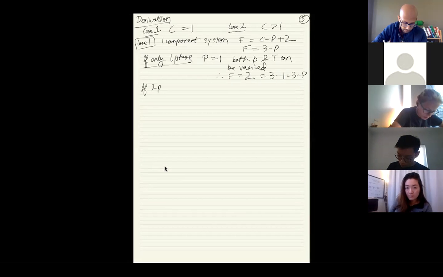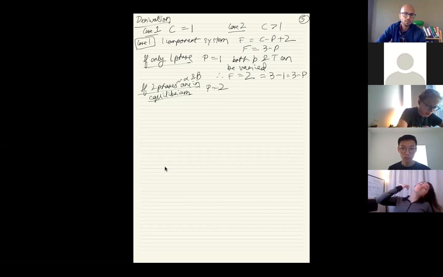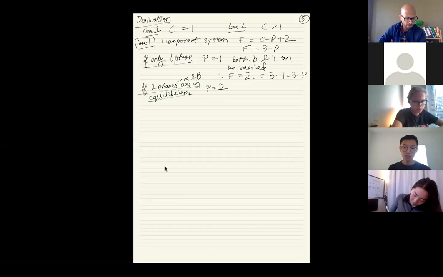If two phases are in equilibrium, let's call them alpha and beta. Then what can we say? So now we have P is equal to 2. Can we now vary both pressure and temperature at the same time? If we could, then we are in trouble. Then our Gibbs phase rule won't be true. So what I'm going to show you next is that if you have two phases in equilibrium, then you cannot, in fact, vary both pressure and temperature independently.